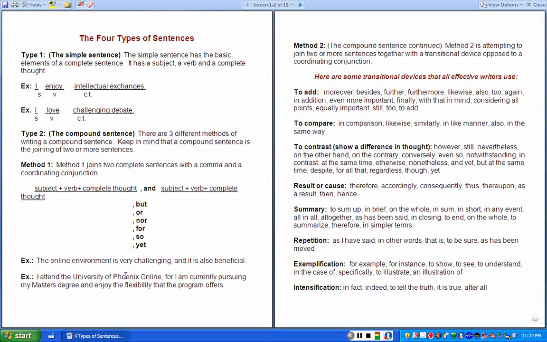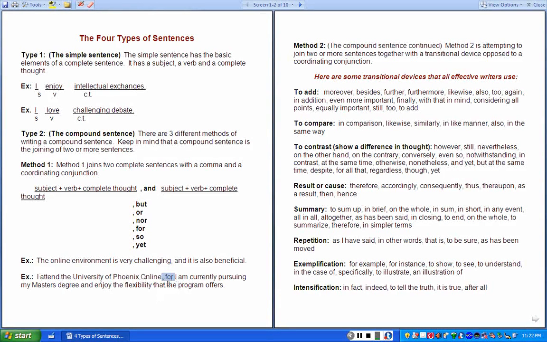So let's take a look at another example. I attend the University of Phoenix online, for I am currently pursuing my master's degree and enjoy the flexibility that the program offers. So, the first question you need to ask yourself is, do I have a sentence to the left? Let's take a look. I attend. That's a subject. I have my verb. And what does this individual attend? The University of Phoenix online.